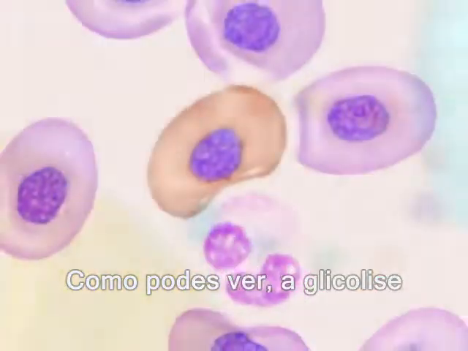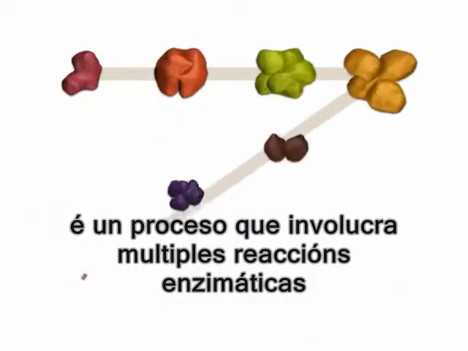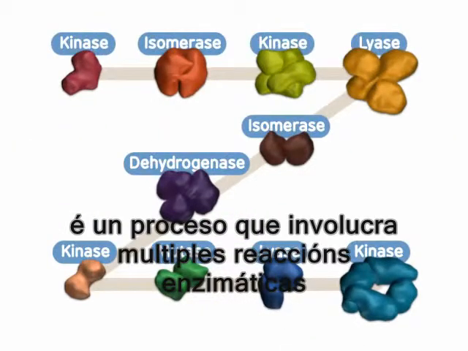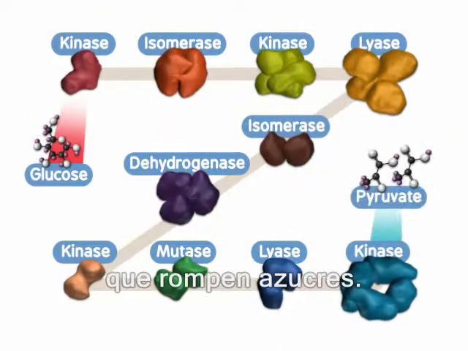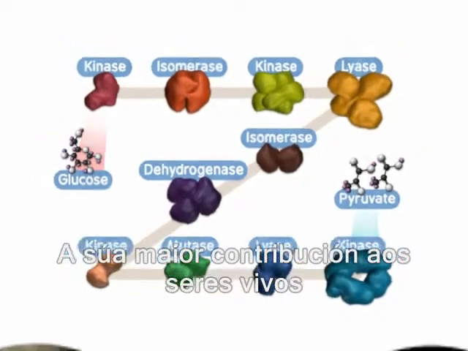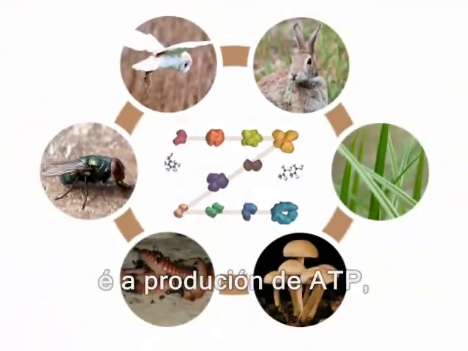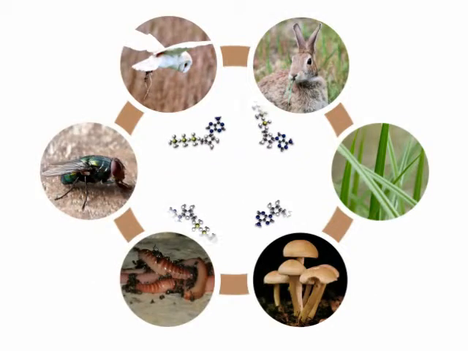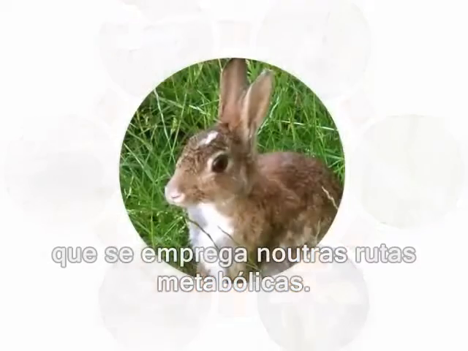As you can see, glycolysis is a process involving multiple enzymatic reactions that break down sugars. Its major contribution to biological organisms is the production of ATP, which is used to drive many other biochemical pathways.